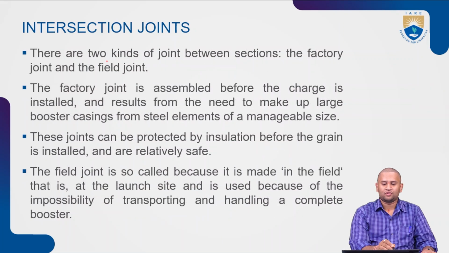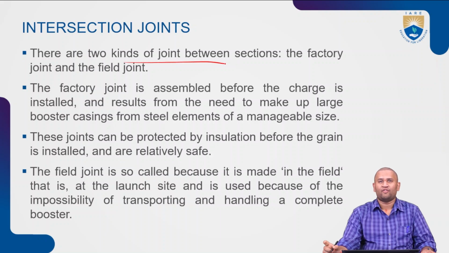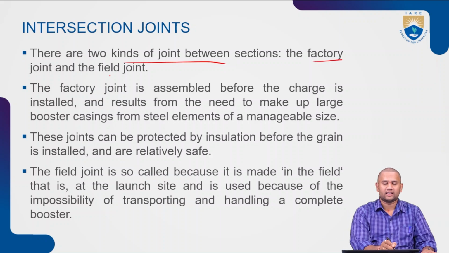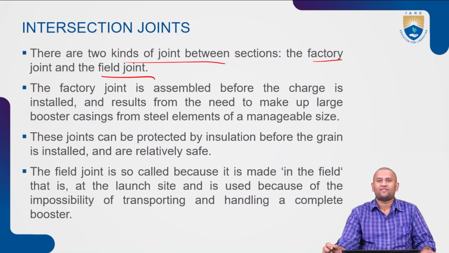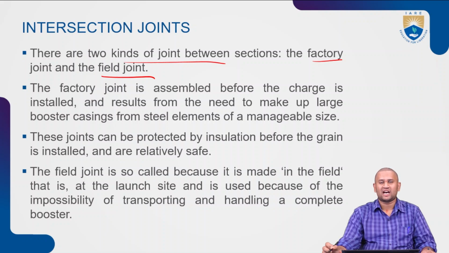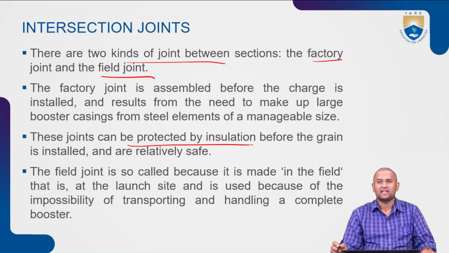There are two kinds of joints between the sections. One is the factory joint, and the second is the field joint. The factory joint is assembled before the charge is installed and results from the need to make up large booster casings from steel elements of manageable size. These joints are protected by insulation, and therefore, before the grain is installed, are relatively safe.